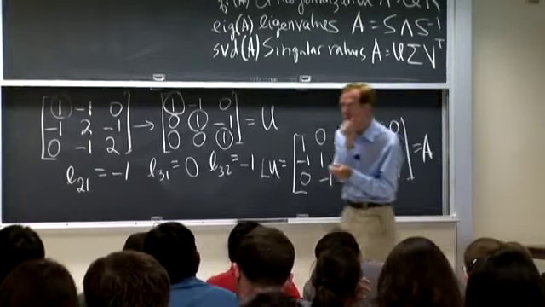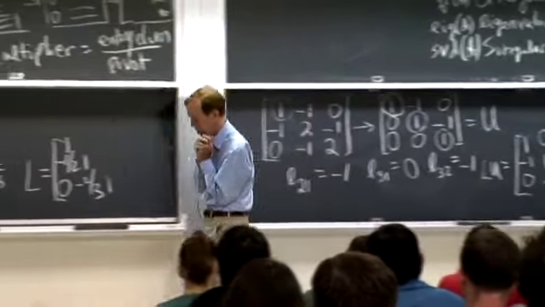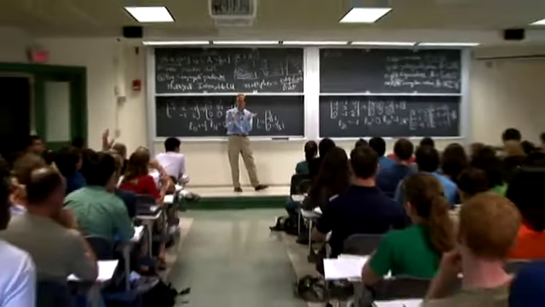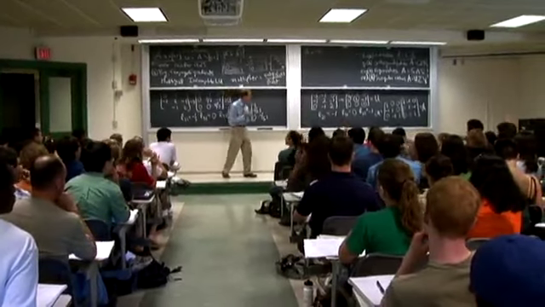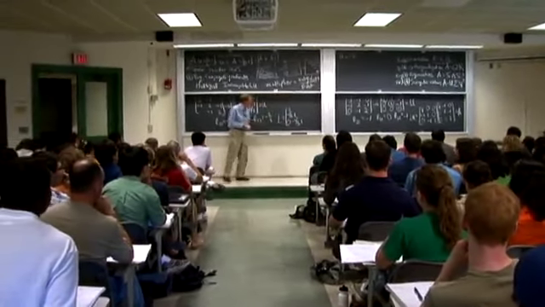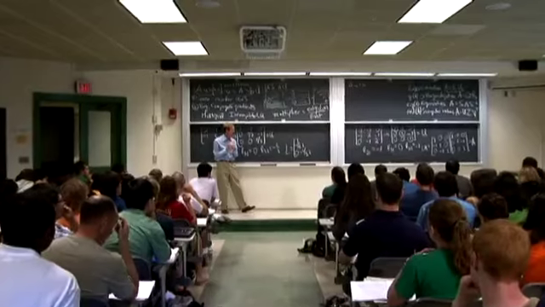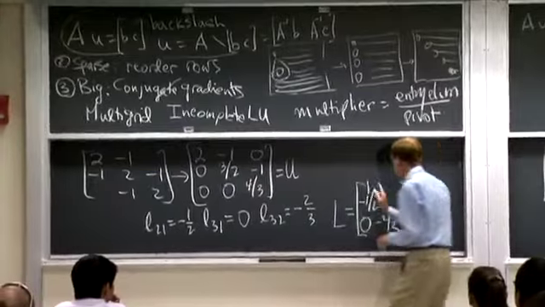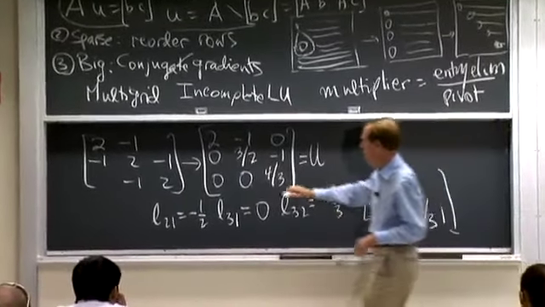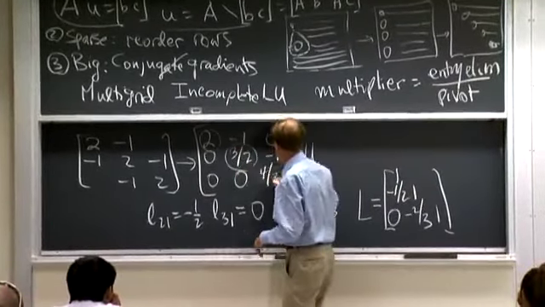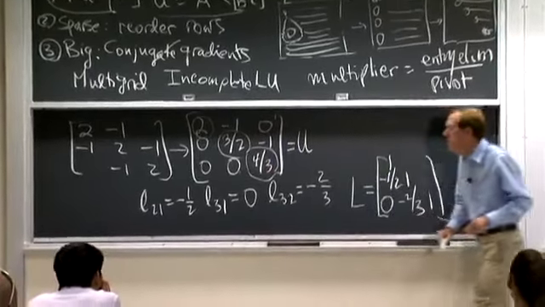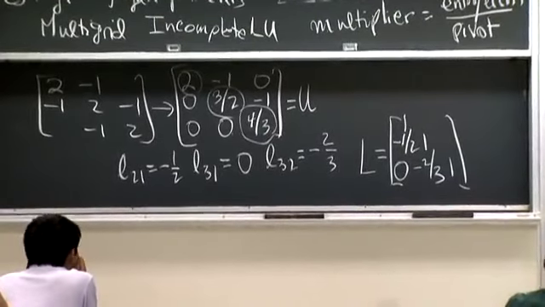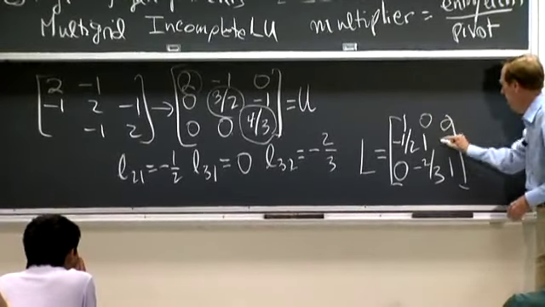I don't know how many that's new to. I should maybe have thought ahead. How many have seen L times U before, just to give me an idea? Quite a few. Okay. So it's terrific. Here I would get L times U. Now this is a little more interesting because the pivots were not 1s. So that's my matrix U. And here's my matrix L, right?